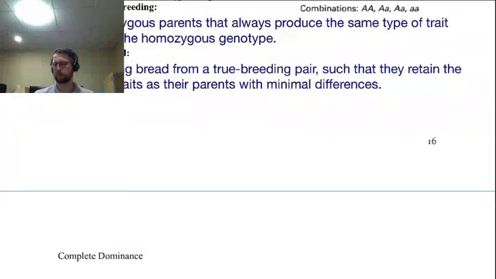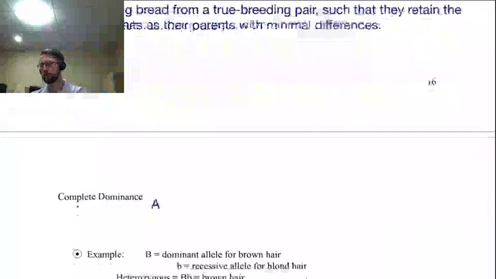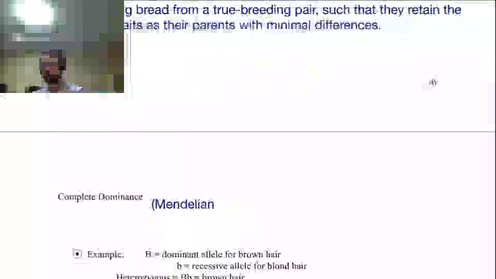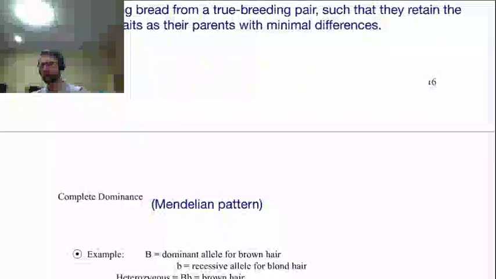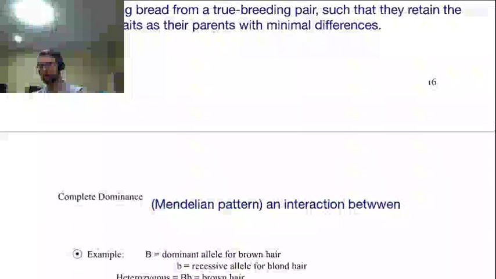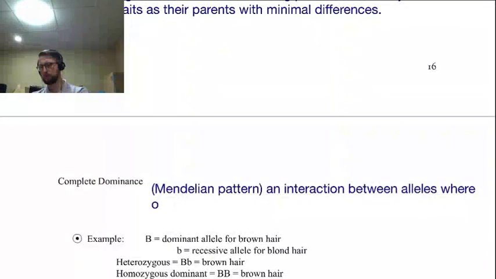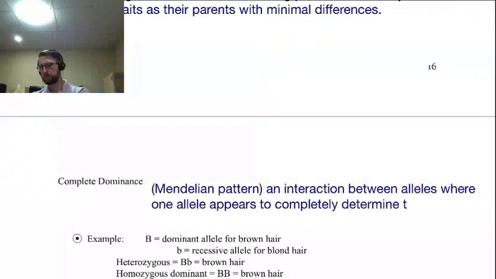So complete dominance is the type of dominance we see. The type of allele interaction that we're seeing in these Mendelian systems. So complete dominance is another name for the Mendelian, also known as Mendelian behavior, Mendelian pattern. So this is the idea of an interaction between alleles where one allele appears to completely determine the trait when present.